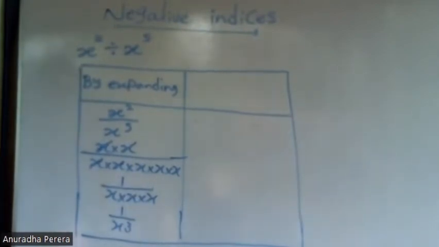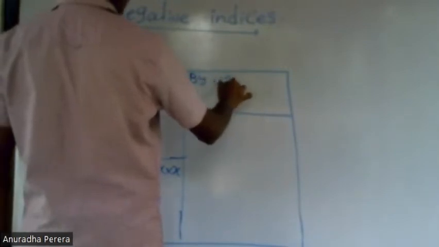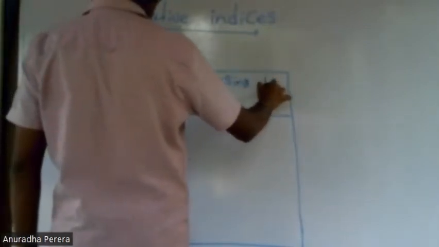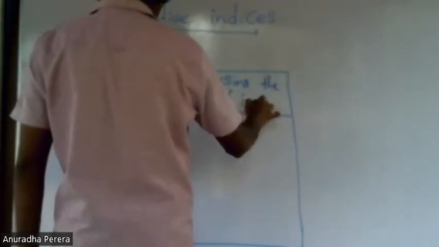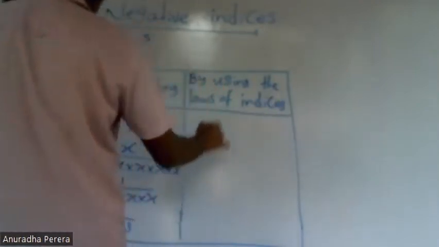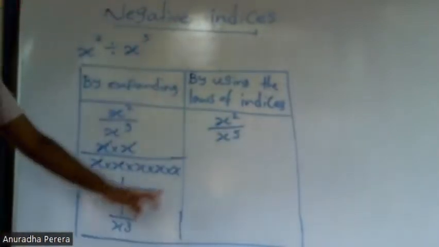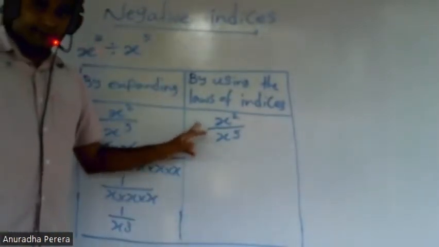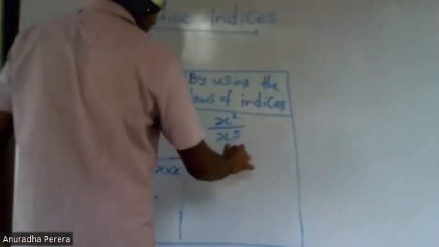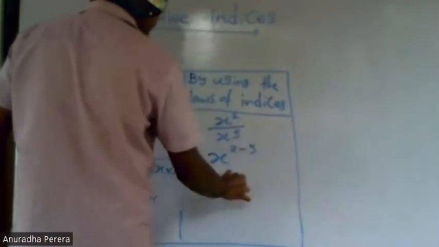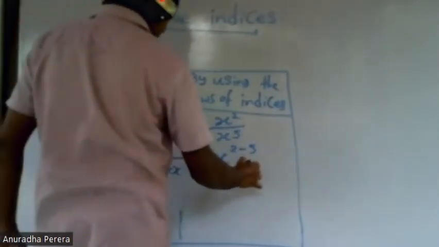And by using the laws of indices, we can do this. X to the power 2, x to the power 5. You know, when dividing two indices with the same base, indices should be subtracted. X to the power 2 minus 5, tell me what is it? 2 minus 5, what is the value? X to the power minus 3. Ah, yes, x to the power minus 3.